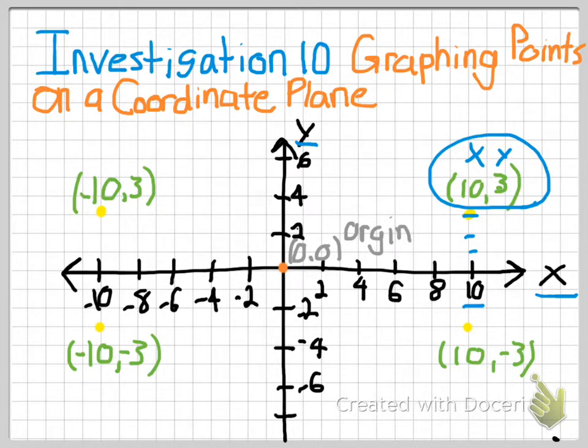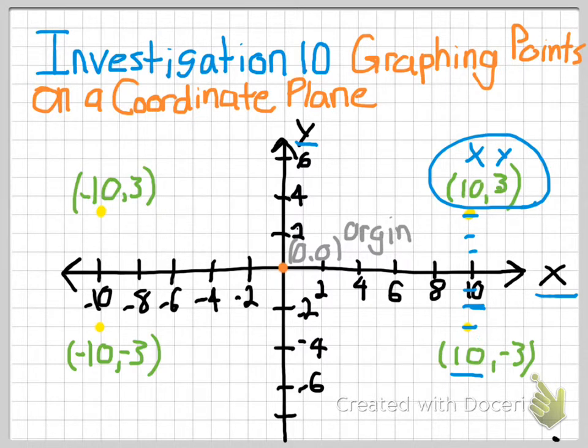Going clockwise, we have 10, so we're still on the positive side of the horizontal line. And then we have negative 3, so that means I'm going to go down 3. That would be 1, 2, 3. And that's where my point is.